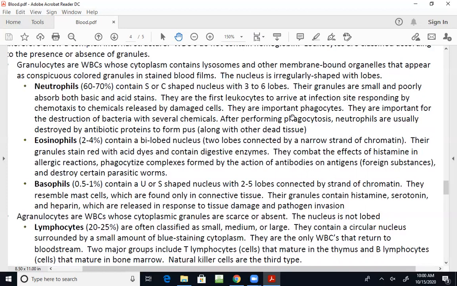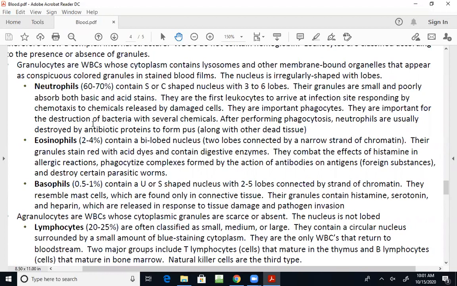Also highlight that they are important phagocytes, which I always tell students, think of phagocytes like Pac-Man cells, running around chewing stuff up, digesting them. And so they have the ability to engulf bacteria and kill them. And it's kind of a cool thing.